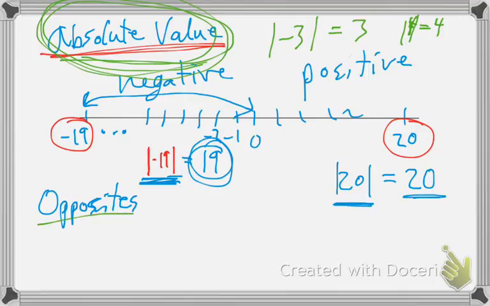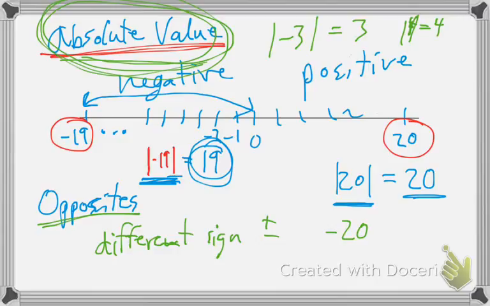So then what are opposites? Well, that's pretty easy. Opposites are two numbers that have a different sign. Different sign. And what do I mean by sign? Well, by sign, I mean a positive number or a negative number. So, -20 and +20. Sometimes we include this plus sign just to make sure you know it's a positive 20, or sometimes we just write plain old 20. But these two are opposites.